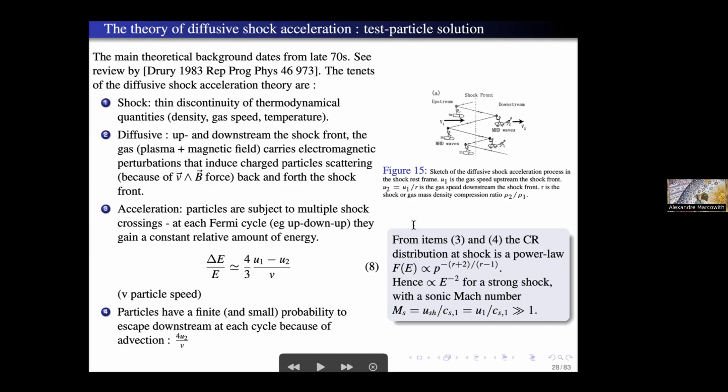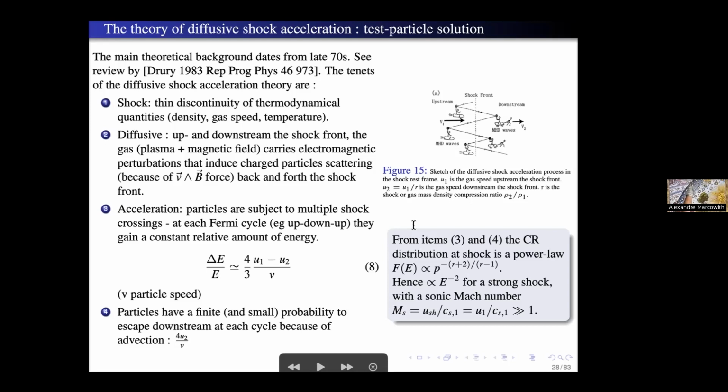And this is the amount of energy. But each particle has some probability to escape downstream each time because it can be advected with the flow. If you convolve this energy gain and the probability to escape, you end up with a particle distribution which is a power law, which only depends on the shock compression ratio. This is a beautiful result because it's rare that you have a theory in astrophysics which depends on only one parameter. And this is the case. For a strong shock, this compression ratio is 4, and then you expect an E^-2 spectrum.